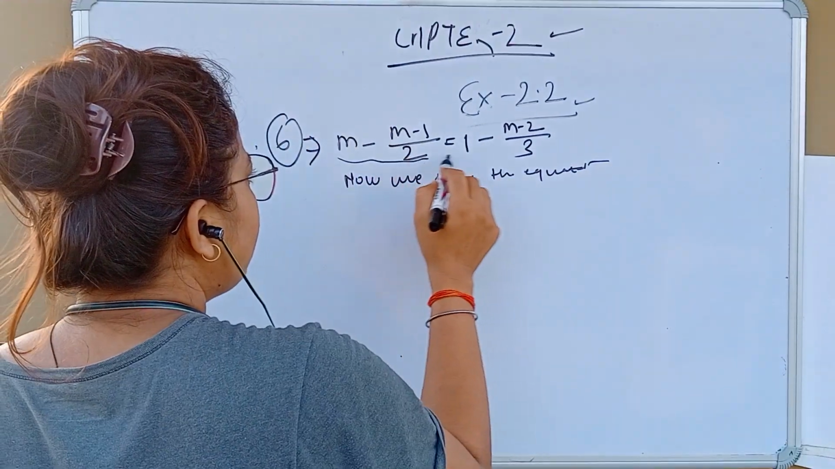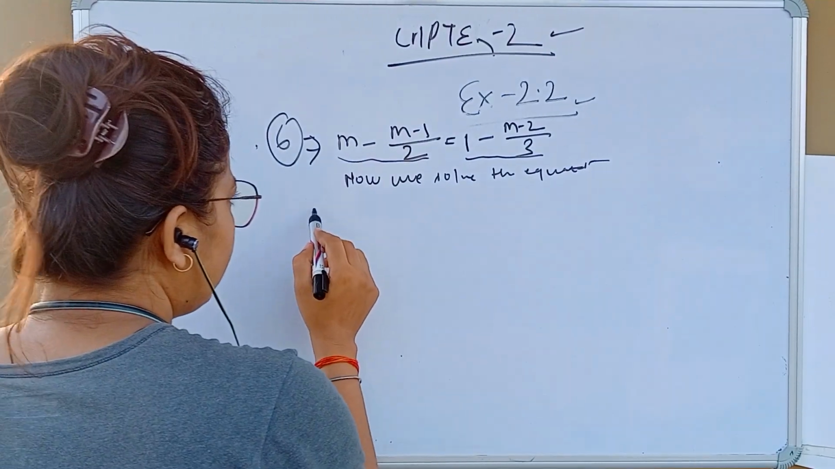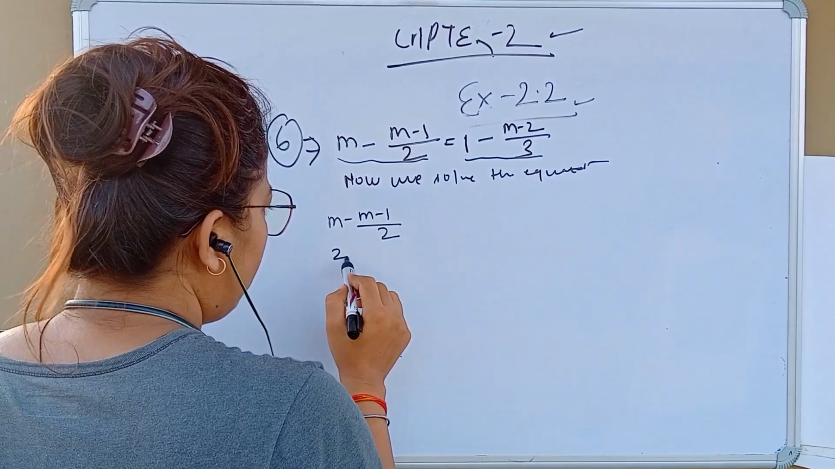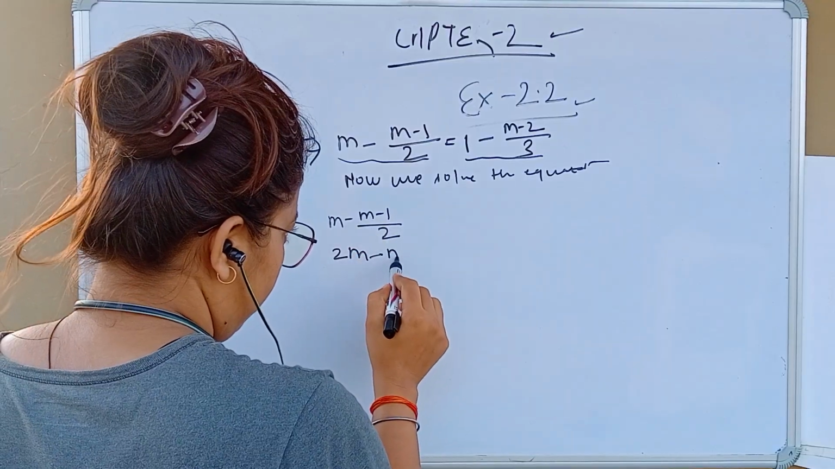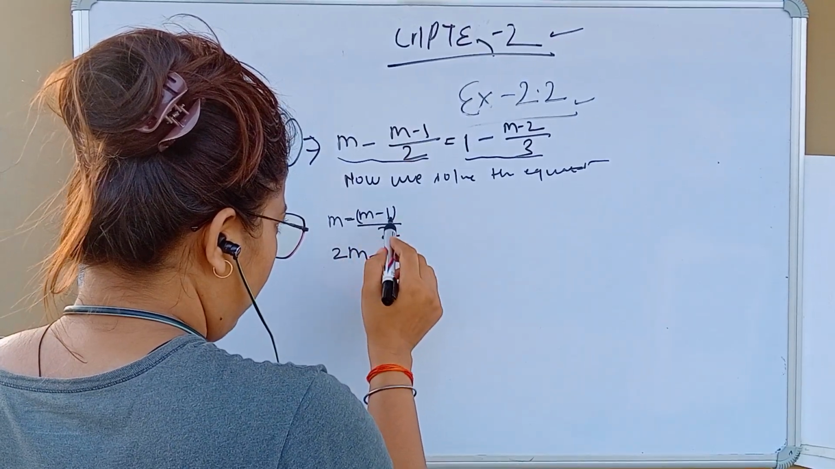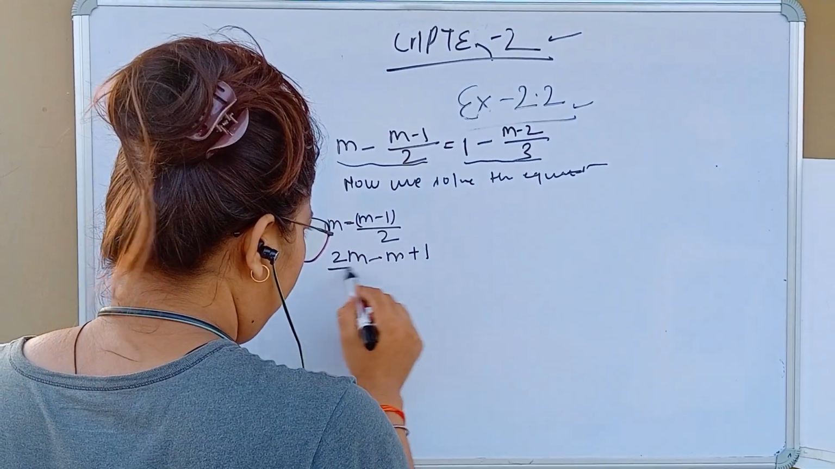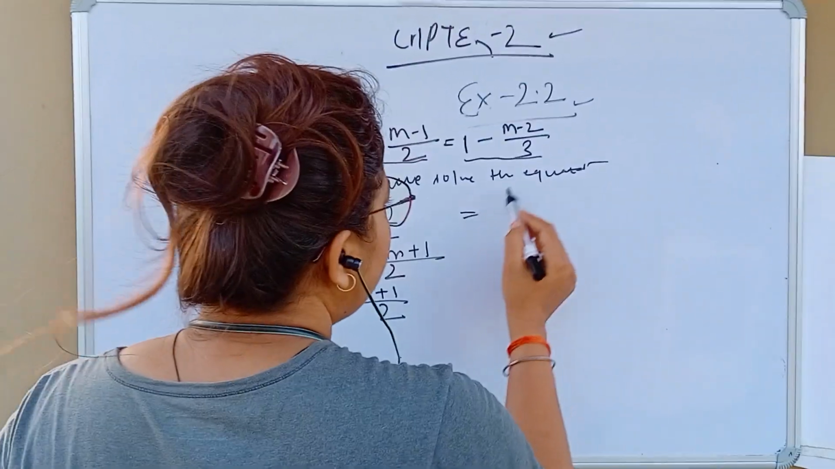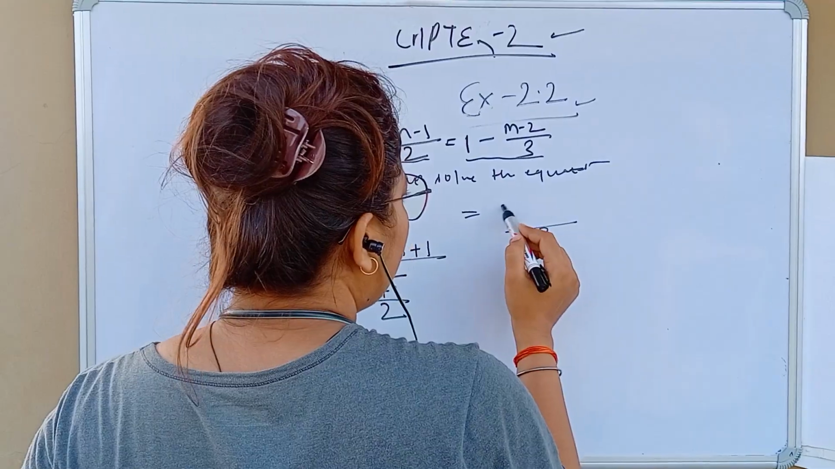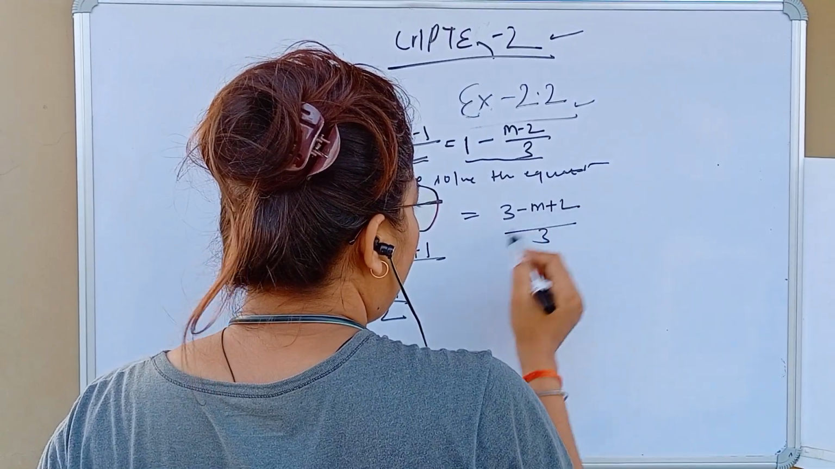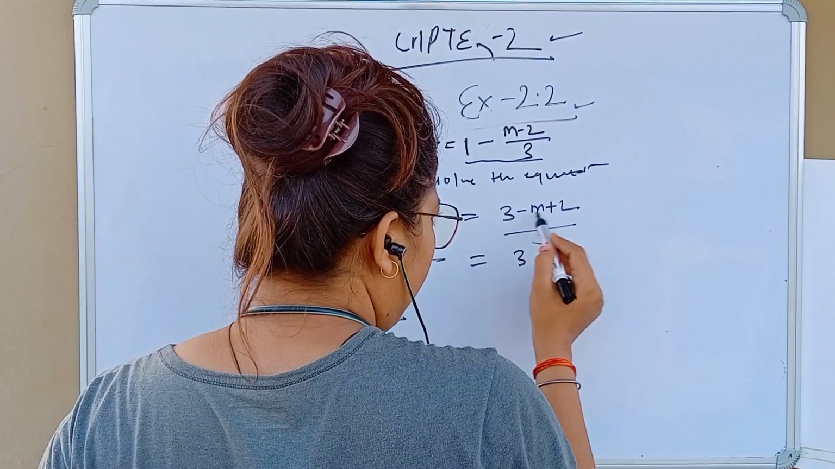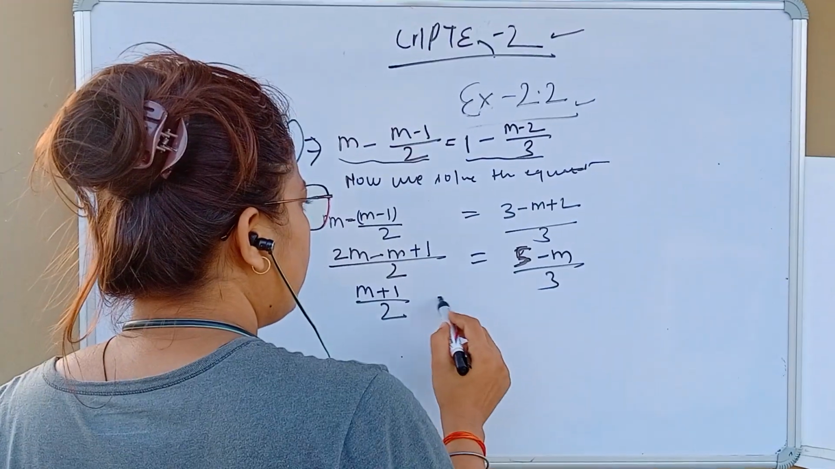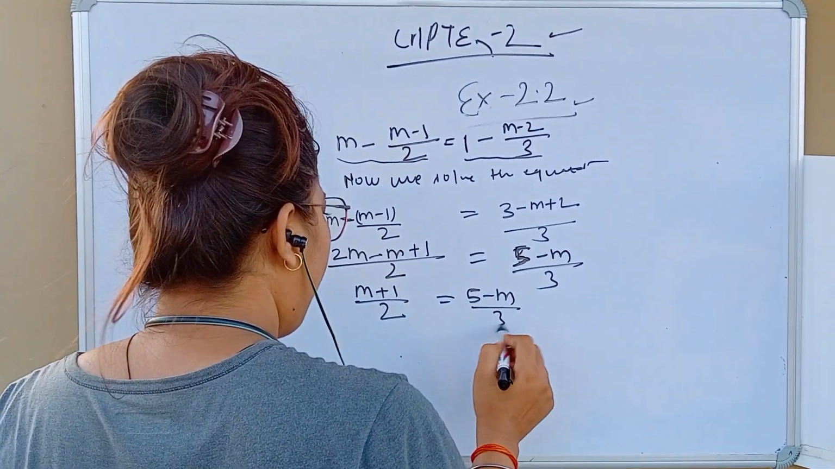Okay, so here is LHS, here is RHS. Take LHS, (m minus 1) divided by 2, which is 2m minus m. Multiplying the minus in both gives minus minus plus, so (m plus 1) divided by 2. In RHS take 3 as LCM, so 3 minus (m plus 2). 3 minus 3 plus 2 is 5, so 5 minus m divided by 3.